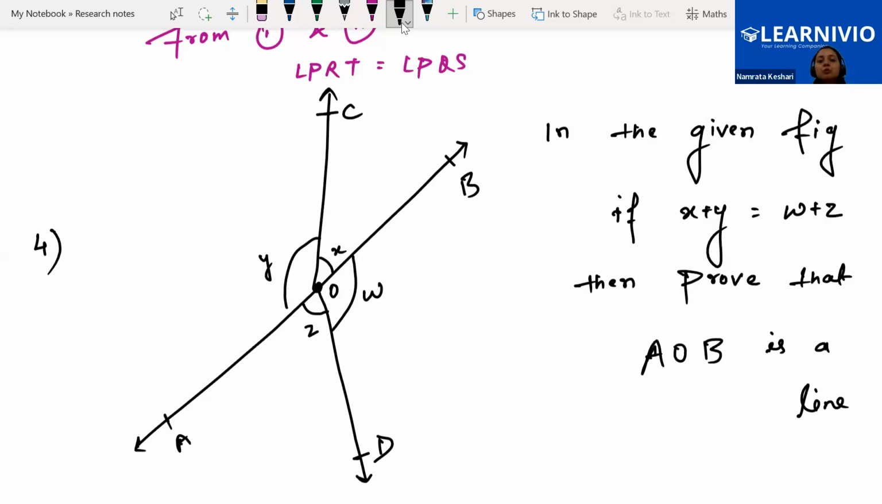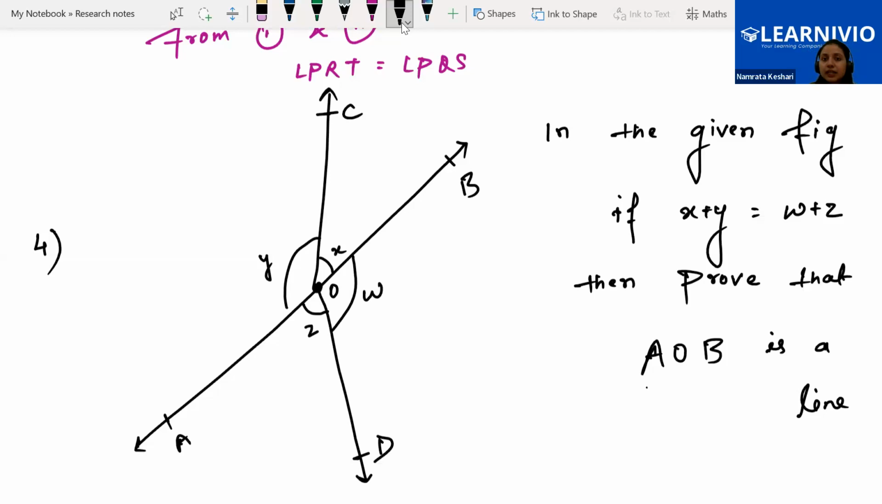Okay, this is the complete instruction given along with the figure. Please try it. How to prove that AOB is a straight line? Try it. Ma'am, x plus y is equal to 180 and y plus z is equal to 180. We don't know that x plus y is 180 or not. Even if it looks like a straight line over here, it may not be. That is what we have to prove.